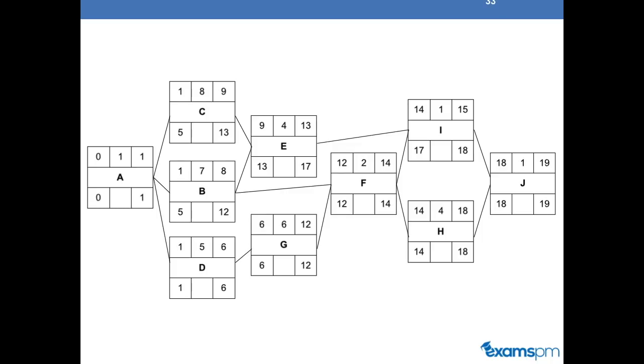And lastly, for A, we will have to pick the smallest late start date out of B, C, and D, which is D, which has a late start date of 1. So the late finish date for A would be 1. Duration of 1 would give you a late start of 0. So I hope that made sense.